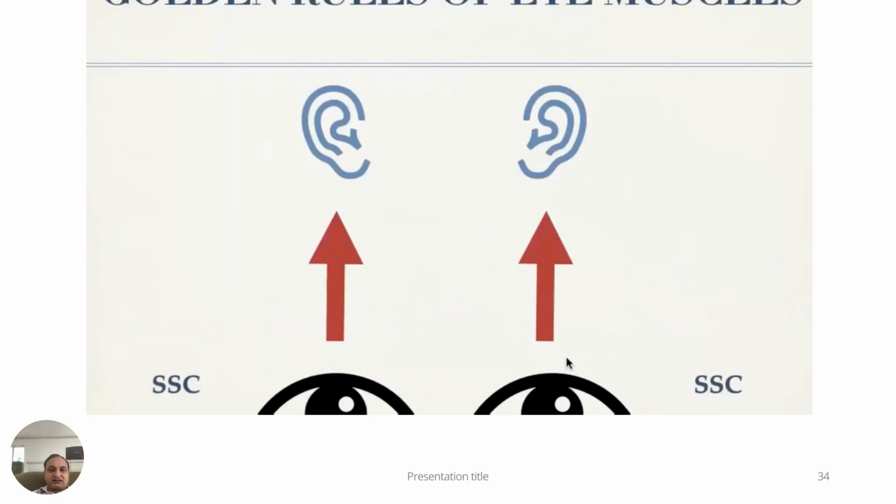Nystagmus is downward. So, stimulation of the lateral canal causes horizontal nystagmus. Stimulation of the posterior canal causes upward nystagmus, upbeating nystagmus. Stimulation of the anterior canal causes downbeating nystagmus. This is the simplified version of it.